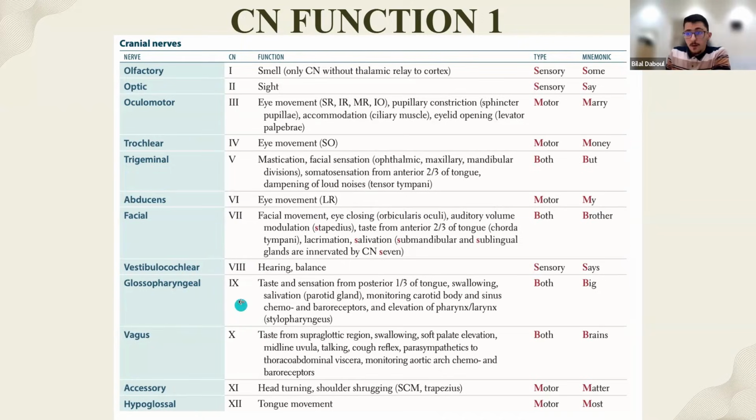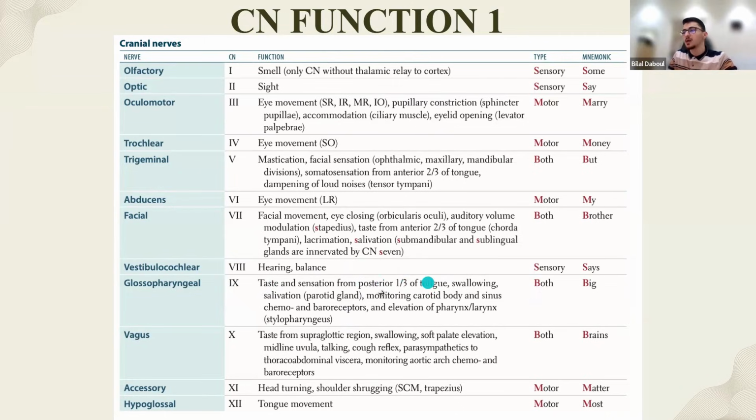Then we come to the ninth, the glossopharyngeal. If you remember from our previous images, it arises from the medulla. It's responsible for taste and general sensation from the posterior 1/3 of the tongue. So we said that the facial is responsible for taste from the anterior 2/3. We said that the trigeminal is responsible for general sensations from the anterior 2/3. And we said that the glossopharyngeal is responsible for taste and general sensation, both from the posterior 1/3 of the tongue. So that's an important function, and hence it's both. It's a mixed type of nerve.